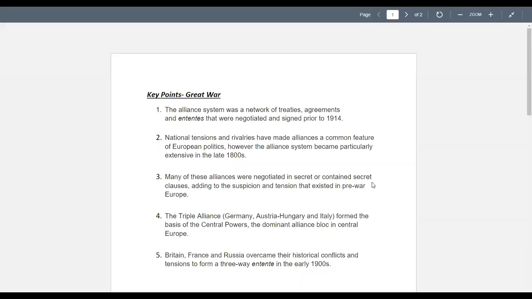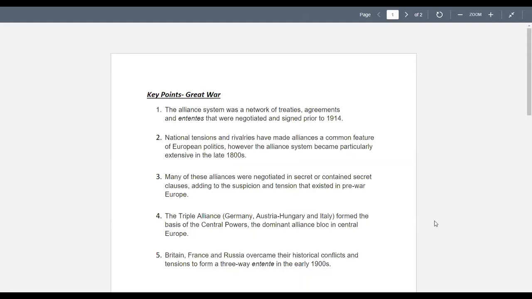So some of the things that you need to keep in mind during the lead up here to World War I in 1914 is that this alliance system, this network of treaties, agreements, and ententes were negotiated prior to the start of the war. And that's why when we have the assassination of the Archduke and his wife, you're going to have all of these secret treaties come about when there is going to be an attack from one country on another, and it basically brings in 6 to 8 countries at one time to fight each other.